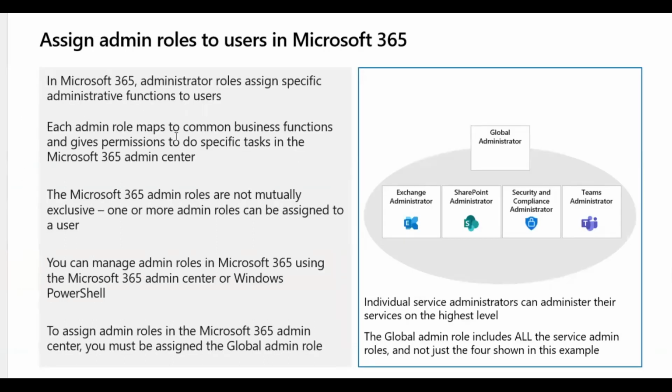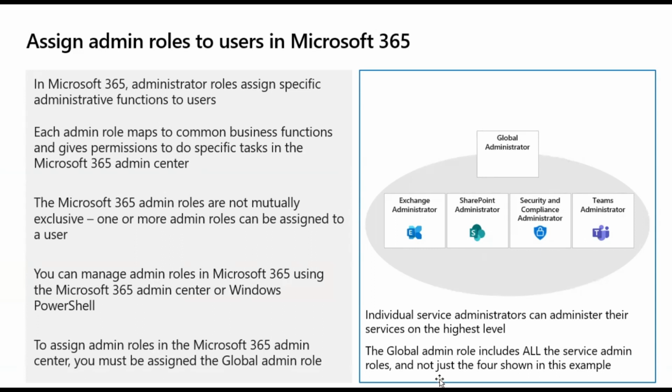Now, assigning administrator roles in Microsoft 365. Administrator roles assign specific administrative functions to users. So we have several roles, and based on the roles, we can assign them. Let's say the global administrator will have access to everything. But let's say we have Exchange administrator, SharePoint administrator, security and compliance administrator, Teams administrator. Those administrators will be able to perform very specific tasks. The global admin role includes all service admin roles, and not just the 4 shown in this example. There are many other roles they can have.